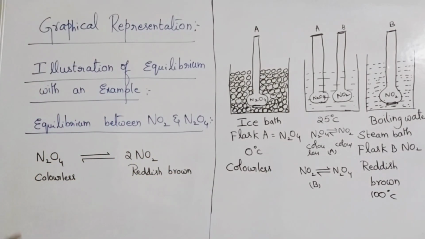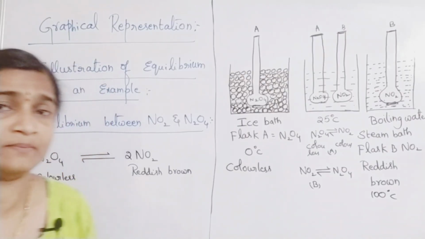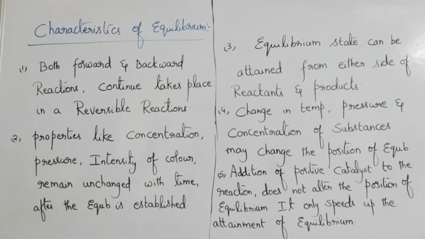NO2కి N2O4కి మధ్యలో ఉండే ఎస్టాబ్లిష్ అయ్యి ఈక్విలిబ్రియంని మనం కలర్ చేంజ్ ద్వారా ఐడెంటిఫై చేయొచ్చు. ఓకేనా, సో దిస్ ఈస్ అ వెరీ ఇంపార్టెంట్ డెమాన్స్ట్రేషన్ టు అండర్స్టాండ్ ద కాన్సెప్ట్ ఆఫ్ ఈక్విలిబ్రియం. ఓకే, సో ప్లీజ్ నోట్ డౌన్. Now let us learn about the characteristics of equilibrium.